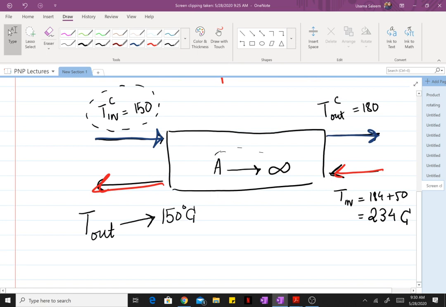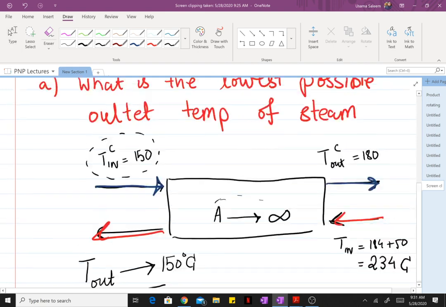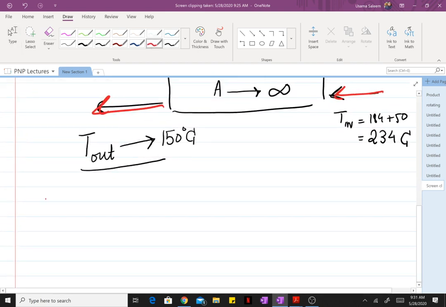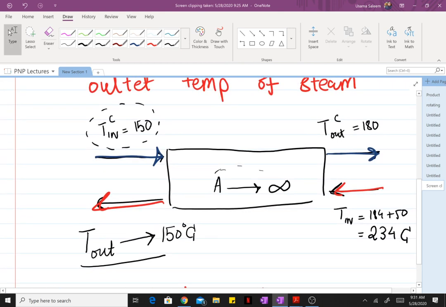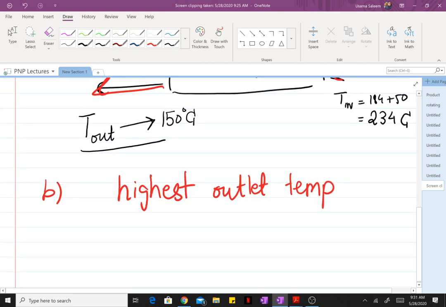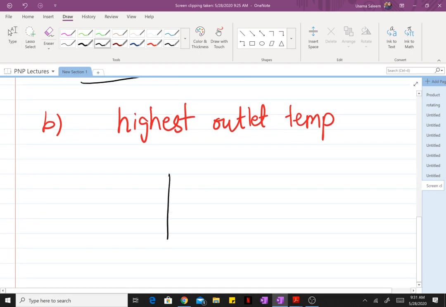So like I said, for an infinitely long heat exchanger, the temperatures are eventually going to reach their thermodynamic limit. Once it hits 150 degrees Celsius, there's going to be no more heat transfer, and that's the lower limit of how low this temperature can go. Okay, now I pose in front of you the question: what's the highest outlet temperature? In this case we were assuming that we have an infinitely long heat exchanger. Now in this scenario, let me bring forth another case.